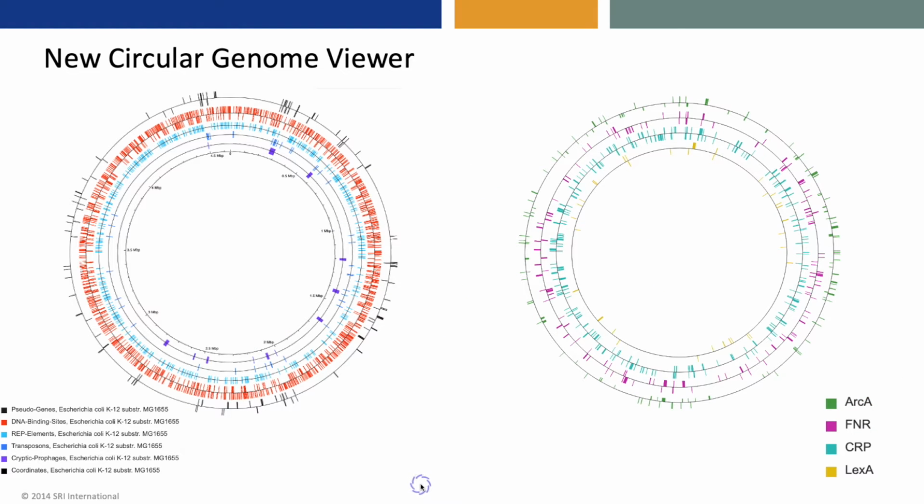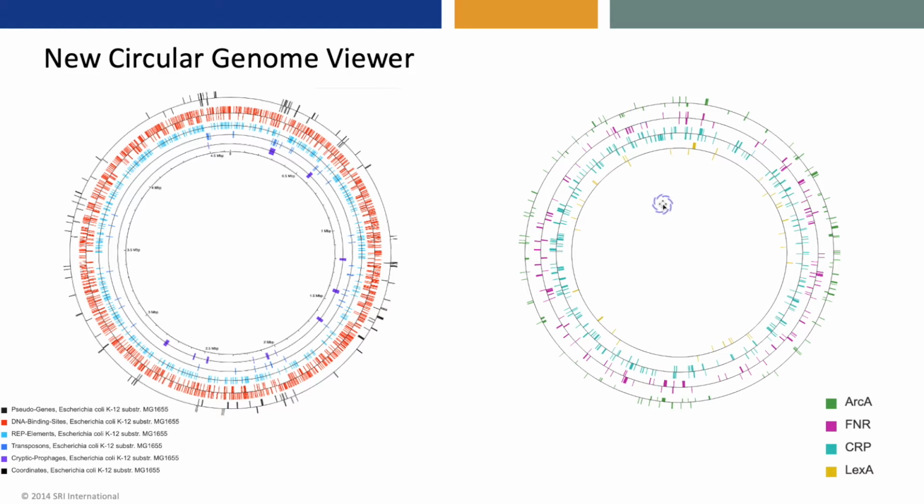And we have a new circular genome viewer that lets the user define a number of concentric tracks on which different information is plotted. On the left here, the black outer track shows pseudogenes in E. coli. Then transcription factor binding sites are shown in red. In blue, we have REP elements and transposons. And in purple, we see cryptic prophages.